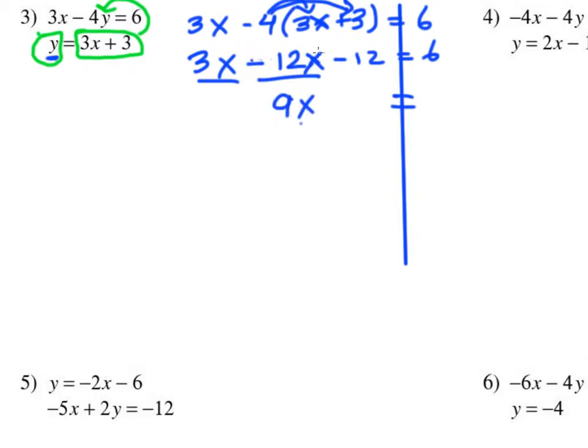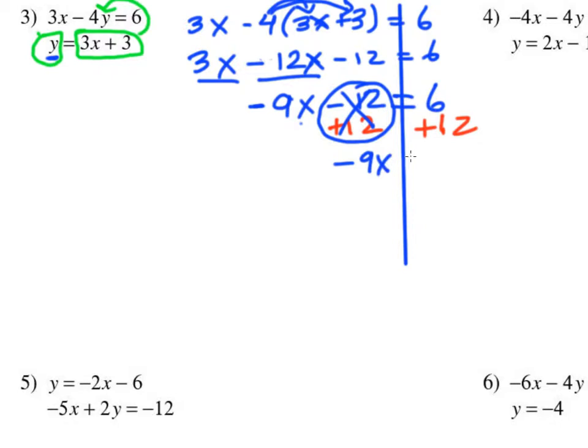All right, so I want to get x by itself. I want to get rid of this, but first I want to get rid of negative 12. What's the opposite of negative 12? Positive 12. So we're going to add 12 to both sides. That's going to be a 0 pair. So we're left with negative 9x equals 6 plus 12. 6 plus 12, that's going to be 18.